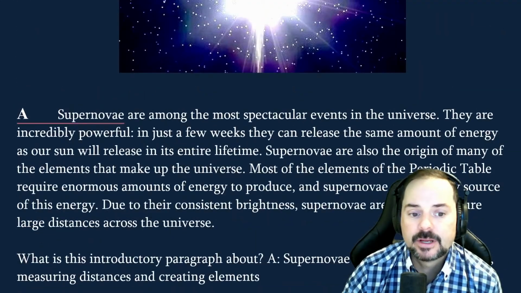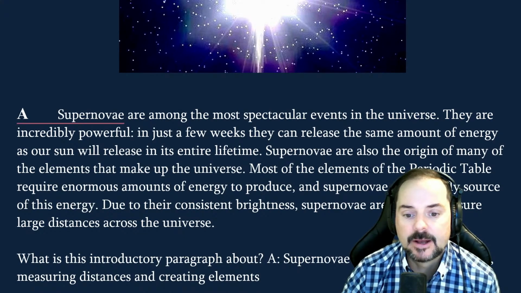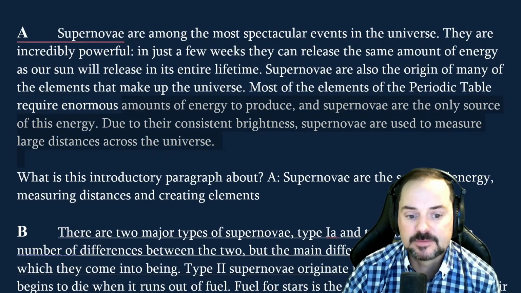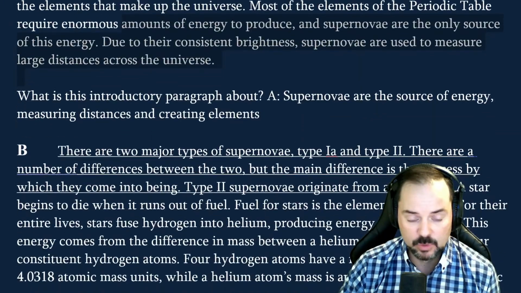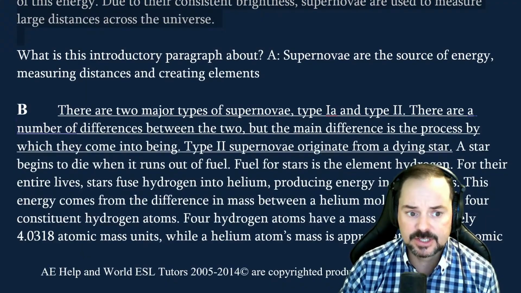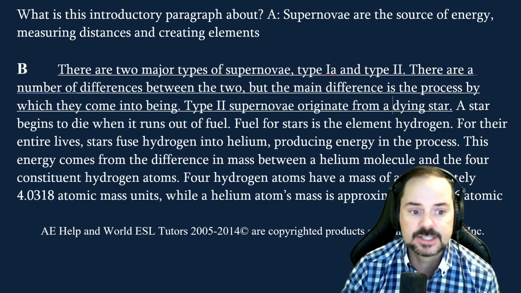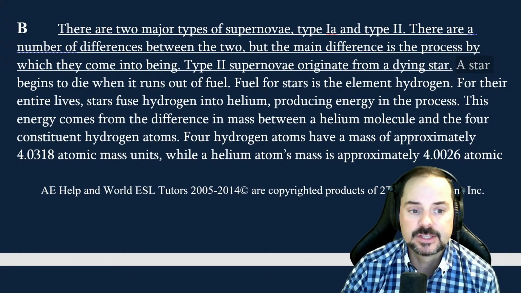So here, if I'm reading, I would go, okay, this should be somewhere in the beginning. So do I see the word fuel anywhere or something that tells me it's fuel? I don't. So I go a little bit more and I start to skim read paragraph B. And then I go, okay, there's a number of differences. The main difference is the process. Okay. And then read from here. So read from a star begins to die.